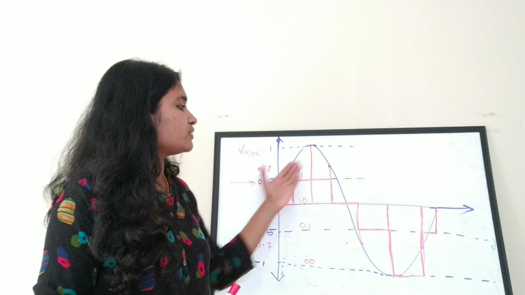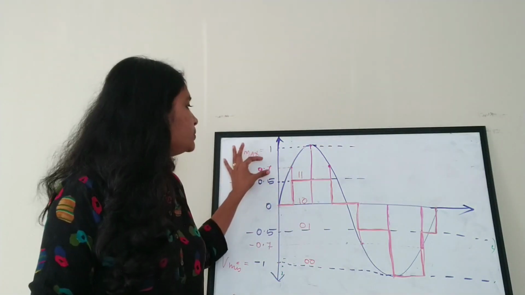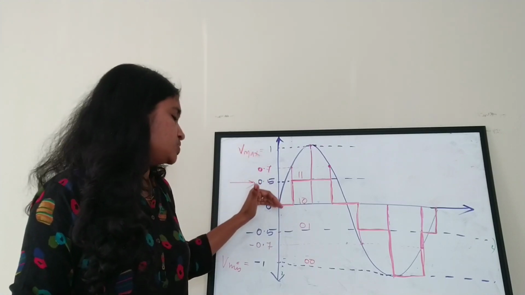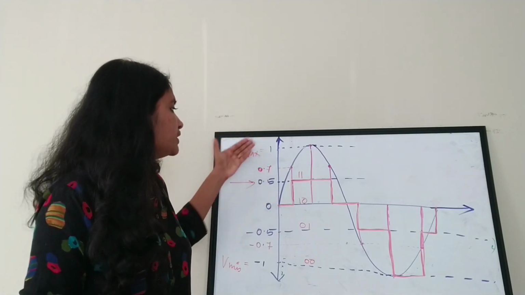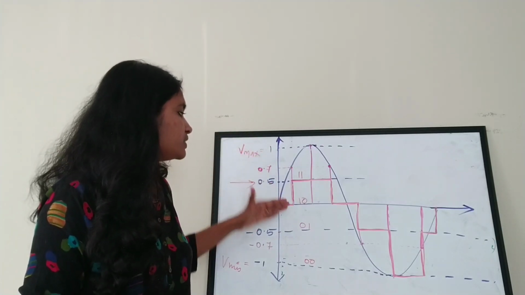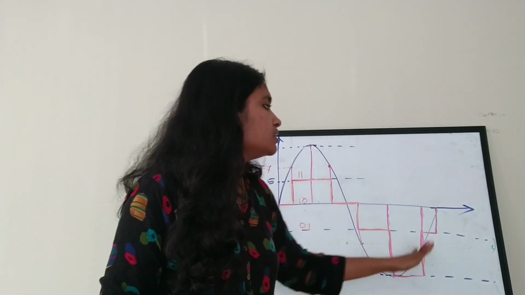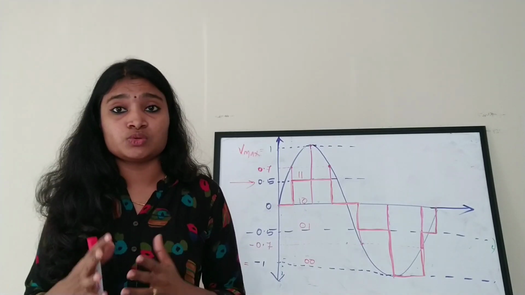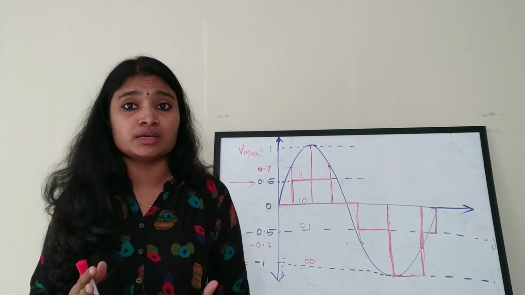Then we have to map the analog value to that quantization level, and hence we will get the digital representation of the signal. So this is actually quantization. I hope it is very much clear.